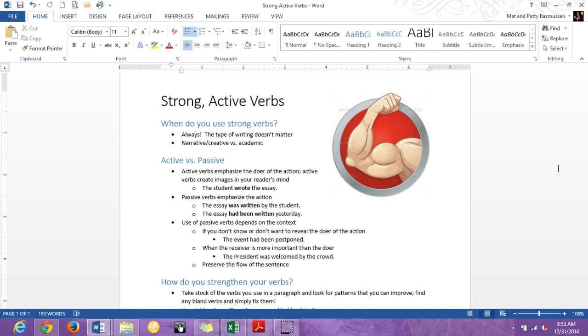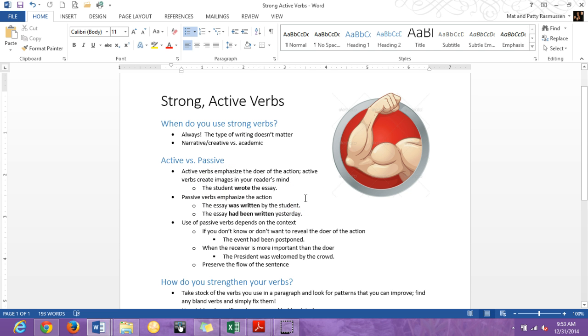So when you use active verbs, you are emphasizing the doer of the action. And I mean, it's your more traditional sentence. They create more vivid images in your reader's mind, and it just helps to show who's doing what, and that's the end of it. So look at this example. The student wrote the essay. Wrote is the verb. Student is the subject, so the student wrote the essay.